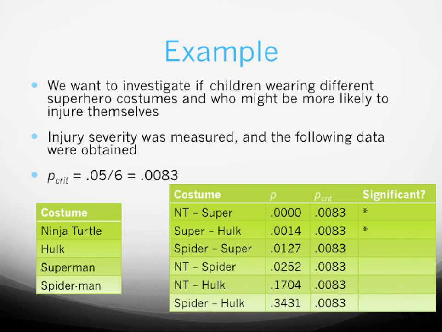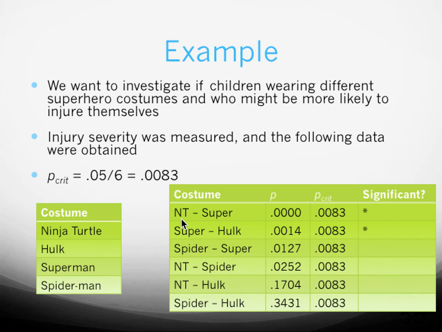Now, because we have 6 comparisons, so Ninja Turtle and Hulk, Ninja Turtle Superman, Ninja Turtle Spider-Man, that's 3, Hulk Superman, Hulk Spider-Man, 2, so 5 total, and then Superman Spider-Man, that's 6 total. Well, we take our 0.05 criterion, divide it by 6, and we get 0.0083. So now, even if we had our original p-values, when we look at the Bonferroni correction, what happens is some of them are still significant.